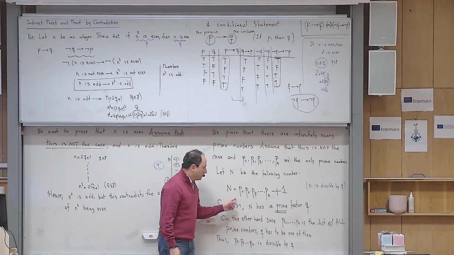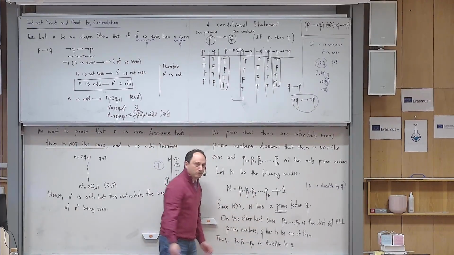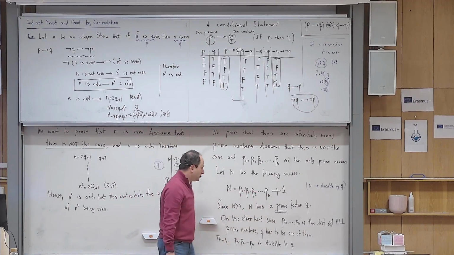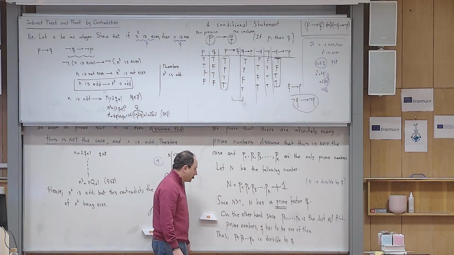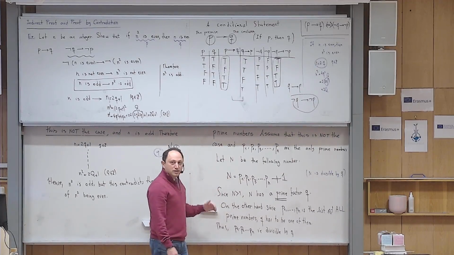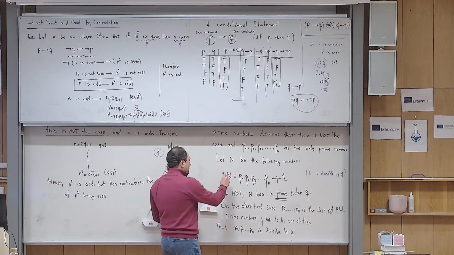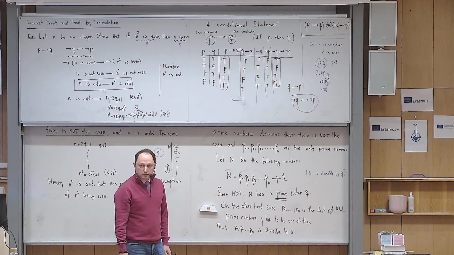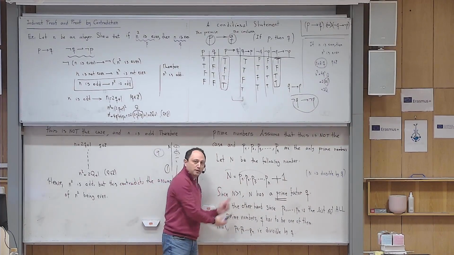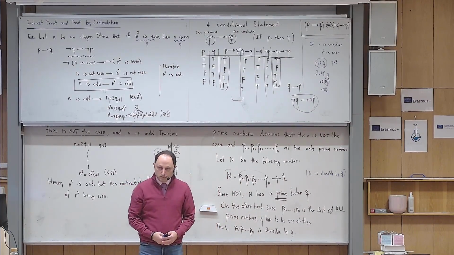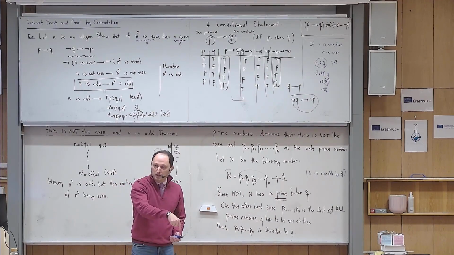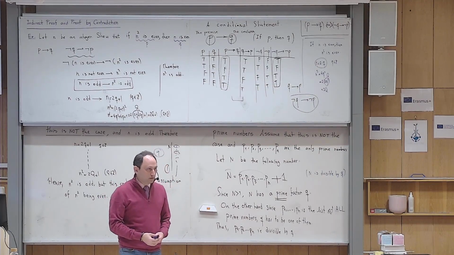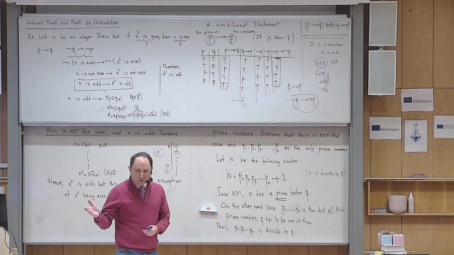If Q is one of them, do you agree that this number is also divisible by Q? Yes or no? Because Q is among them. So this one is divisible by Q. N is divisible by Q. This is divisible by Q. So the difference of them should be divisible by Q. Do you agree? If two numbers are divisible by the same number, the difference should be divisible by the same number. We had this before.